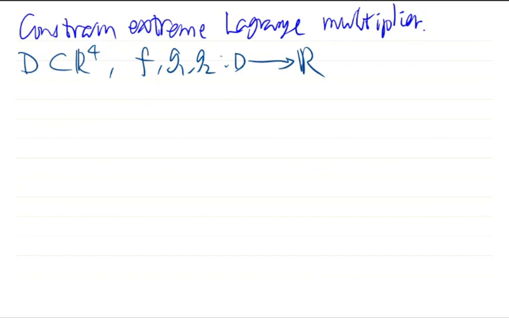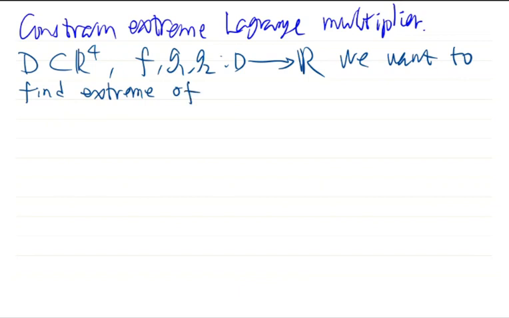So we want to find the maximum value of this function F. Because D is four dimensional, F has four arguments x, y, u, v. Of course, we know how to find the local minimizer, local maximizer of a multivariable function using differential calculus. Okay, but this is not a usual extremal.